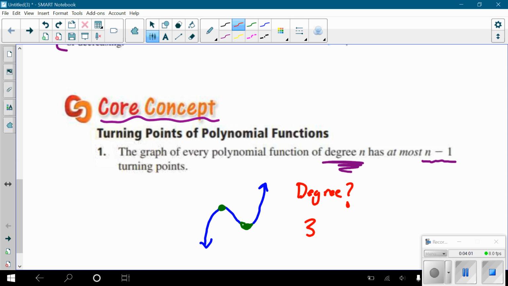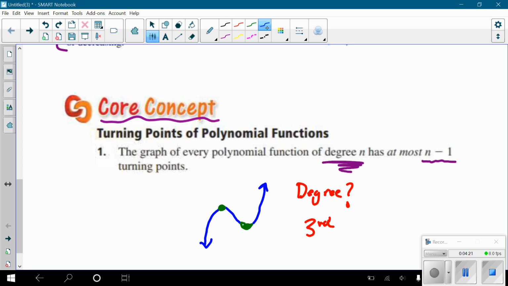It has to be at least 1 degree more than the number of turning points. So this could be 3rd degree, or it could be 4th degree or 5th degree or 6th degree. You don't know, but it's at least 3rd degree. It can't be 2nd degree, and you know this can't be 2nd degree. 2nd degree functions are parabolas or quadratics. This doesn't look like that.